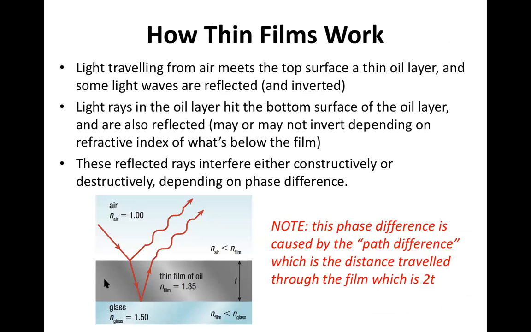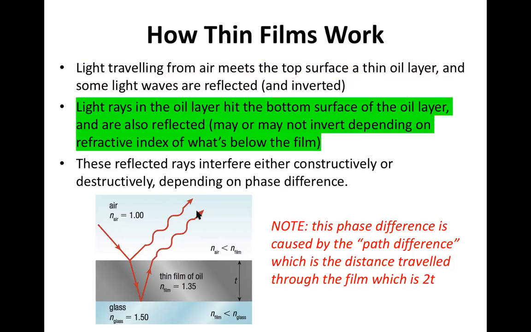So if we break down the steps for this example, we have white light in air, or actually, let's pick a specific wavelength of light in air that travels towards this air-oil boundary. And then that thin layer of oil is sitting on glass. Light traveling from air meets the top surface of a thin oil layer, so right here. And some light waves are reflected and inverted. So we have the reflected portion here.